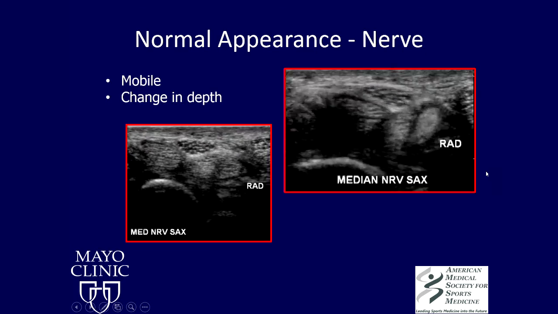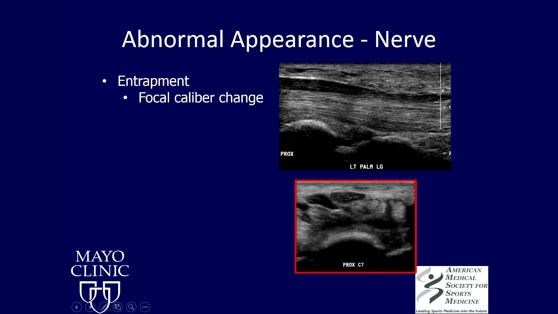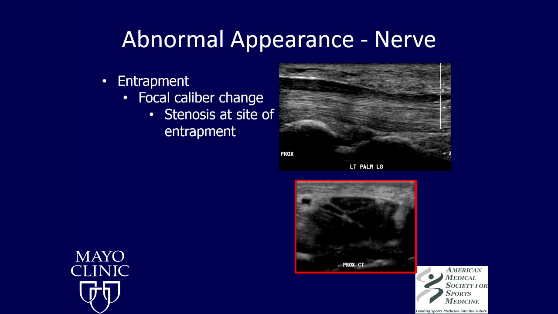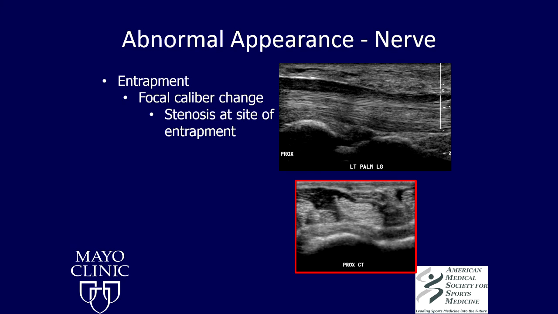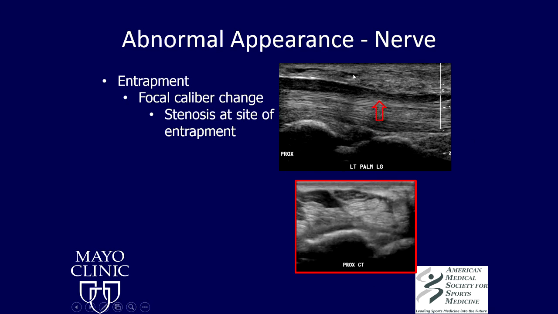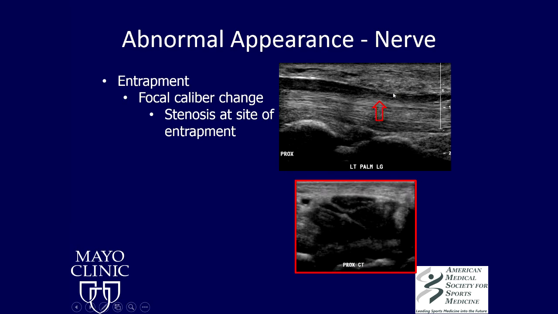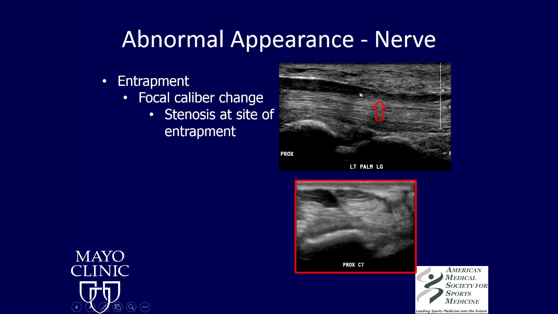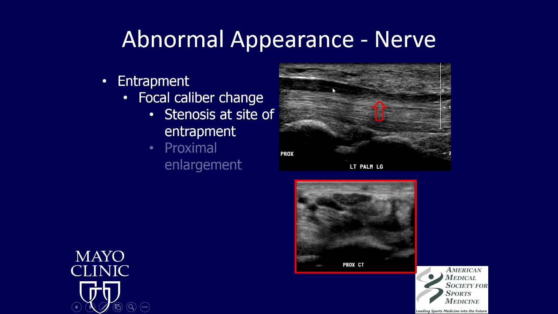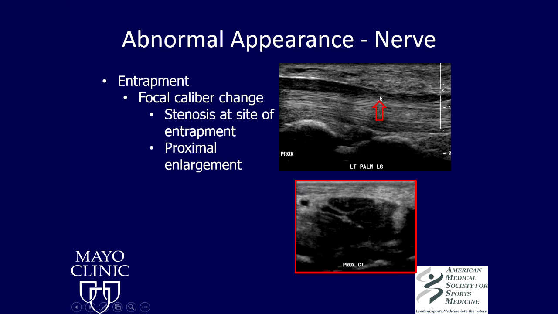From an abnormal standpoint, one of the things that you'll frequently see is entrapment. And in that case, you'll see focal caliber change. So you'll see stenosis at the site of entrapment. So this is the median nerve. Right here is the transverse carpal ligament over the top of it. Right here is the area that it's compressed, and so before that, it's going to be enlarged, and at the site of entrapment, it's going to be compressed.